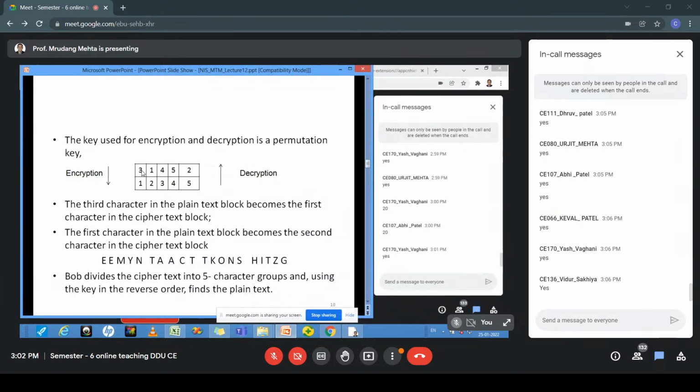Right, so let me explain. A is the first character, but as per this, the third character should be first. So the third character should be first. The first character should be second. The third character should be fourth. The fifth character is second. Okay. Have you tested? Please write in the chat box.